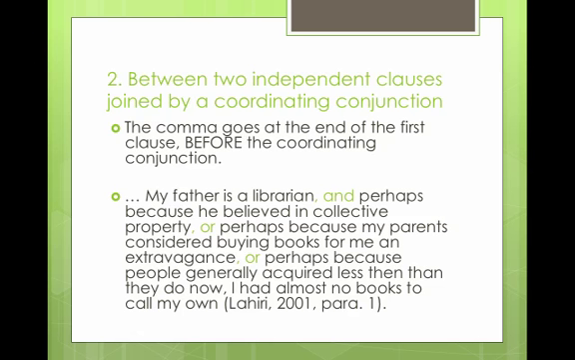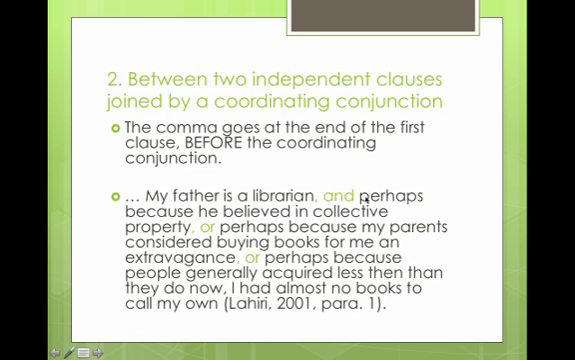So you saw this before, but I'm going to go through it again using this quite complex example from Lahiri's essay to show you how it works. The comma goes at the end of the first clause before the coordinating conjunction. So we can see it here. The comma, coordinating conjunction. This is actually a really complex sentence and has many coordinating conjunctions in it, and the coordinating conjunctions actually are embedded within a dependent clause, but that's not particularly relevant.